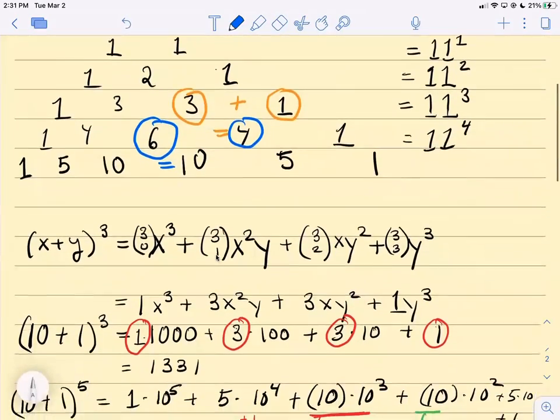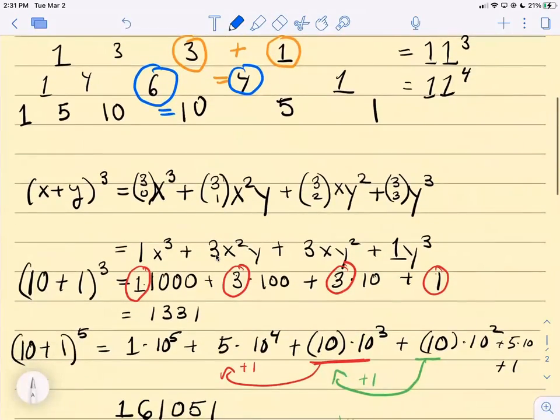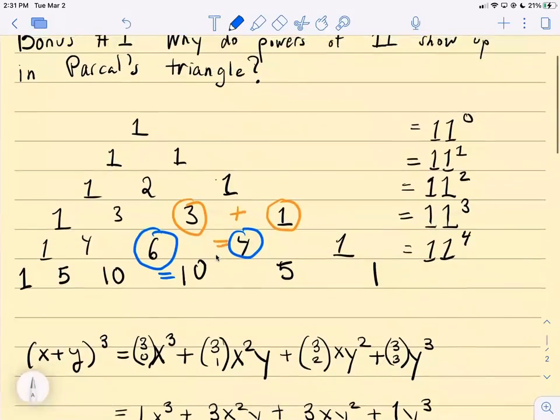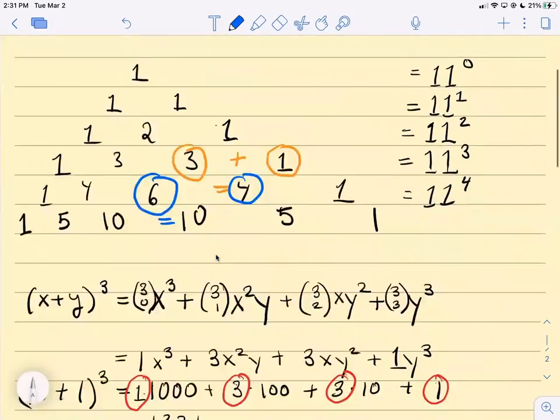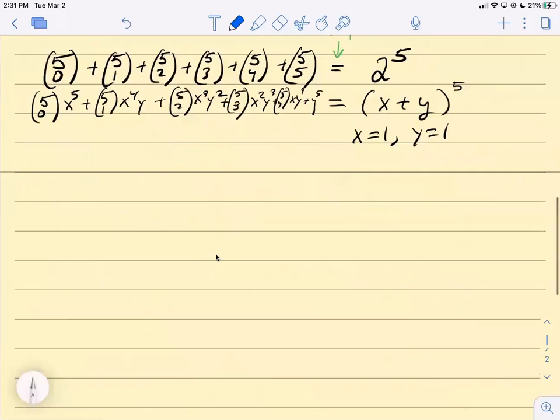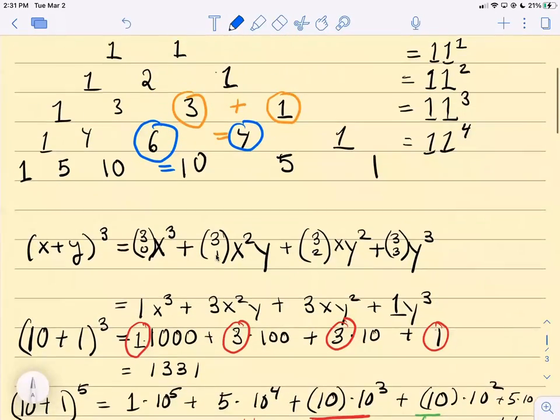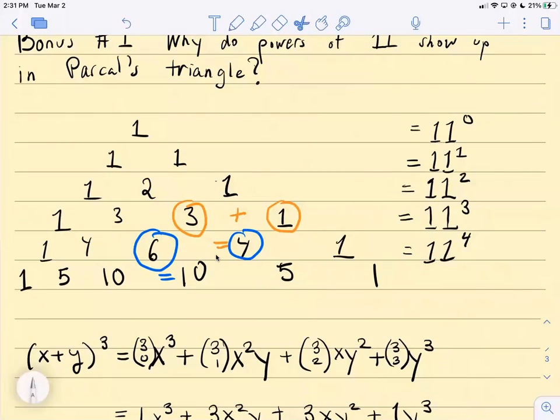So let me kind of... 3 plus 1 equals 4. So what was it? 3 plus 1 equal to 4. And if I go back to where it was, let me actually just copy and paste this. I just need the triangle itself. So I'm going to copy and paste the triangle.